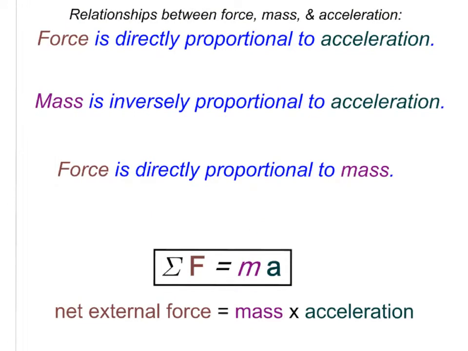So I wrote these different relationships down that we just discussed, that force is directly proportional to acceleration, that mass is inversely proportional to acceleration, and that force is directly proportional to mass. So if force is directly proportional to mass, and force is directly proportional to acceleration, and mass and acceleration are inversely proportional, this is the formula that we come up with. Force equals mass times acceleration. The sum of all the net external force is equal to mass times acceleration.